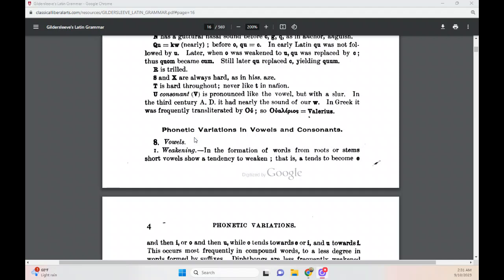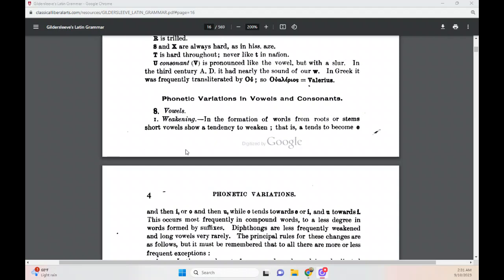And so that's what we're studying here in Articles 8 and 9. Different changes that take place so that language can be clearer and smoother, easier to speak, and also more pleasant to hear. So let's look at some of these changes that take place in vowels. The first change that takes place in vowels is called weakening, where a stronger vowel is weakened. So the first change is weakening.